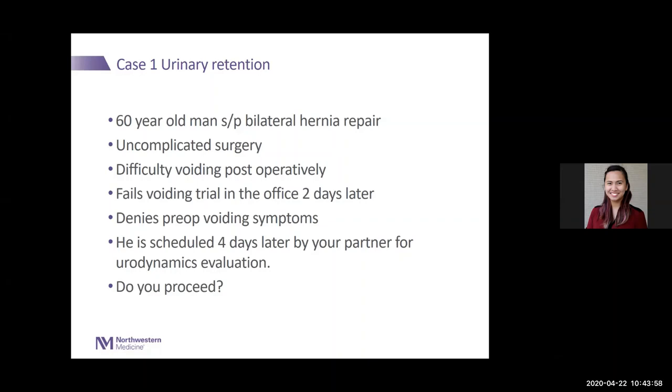All right, so this is a 60-year-old man with bilateral hernia repair, uncomplicated surgery, difficulty voiding postoperatively, goes home with a catheter. He fails a voiding trial 2 days later. He does not have any voiding symptoms. Your partner or one of the PAs in your office schedules him with you for urodynamics 4 days later to figure out what's going on. The question becomes, do you proceed? This is not a poll question, but what's the answer to this?